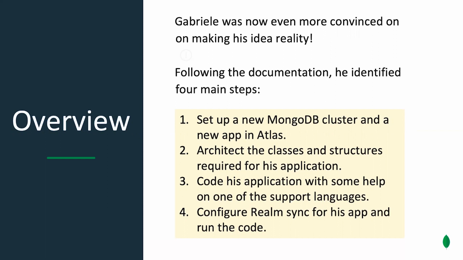He was confident that using some of the documentation, he will be able to achieve that. And then configuring Realm Sync on the Atlas UI for his application and run the code. So it seems relatively straightforward, 4 steps, a lot of them from the UI. So he was positive, he will continue and go with it.